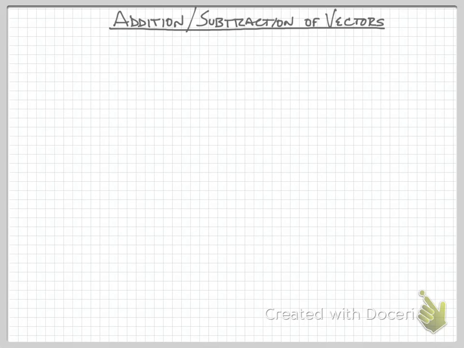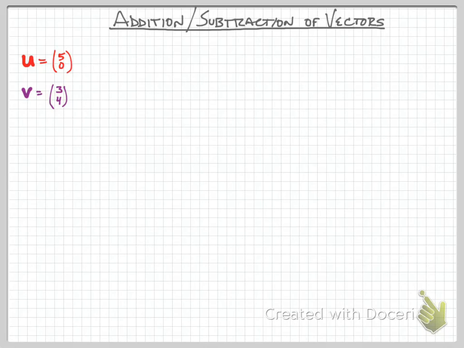Hey everybody, in this video we're talking about addition and subtraction of vectors. We're going to look at two vectors today. We're going to look at vector u, which has a position of 5, 0, and vector v, which has a position of 3, 4.